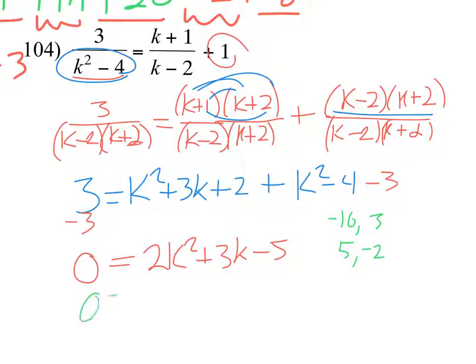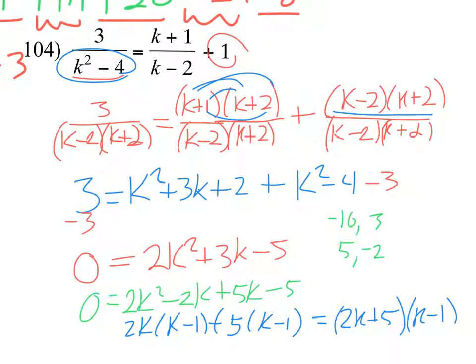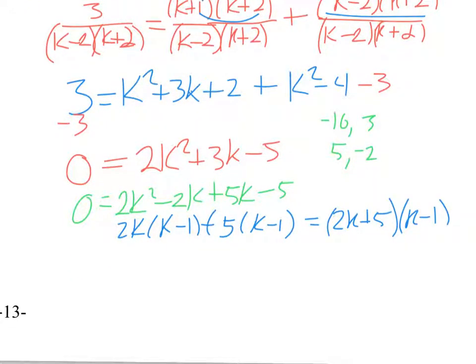So we end up with 0 equals 2k squared. I'm going to do the minus 2 first. Minus 2k plus 5k minus 5. 2k and then k minus 1. And then plus, that's a terrible plus, 5 and then k minus 1. And that equals 2k plus 5 and k minus 1. I feel like my k's look more and more like n's as the problem goes on. Since that equals 0, we get k equals 1. And if 2k plus 5 equals 0, we get k equals negative 5 over 2.